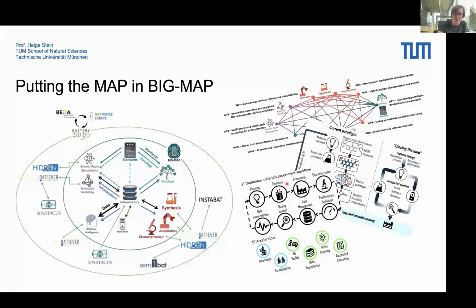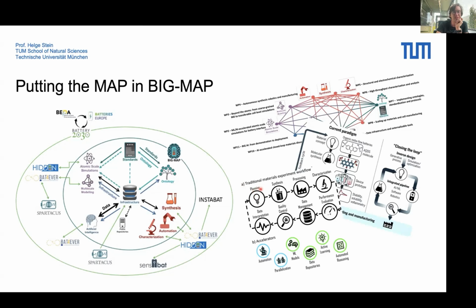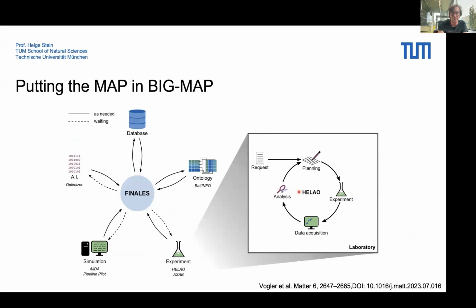To put this in a little bit different perspective, this is from different research projects, proposals and papers. What I'm always asking myself is, we have these arrows, let's say between ontology and infrastructure, or between automation and some kind of project. The question for me is how to make all these arrows a reality. So what does it mean to integrate planning and synthesis? If planning or synthesis happens in one lab and processing happens in another lab, what does that look like in data? And what we developed for this is the Finalis server.